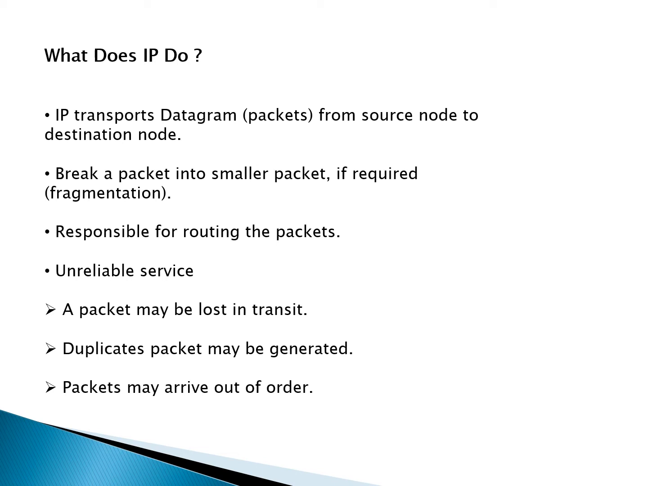IP uses datagram, and as already discussed, datagram is an unreliable service. Unreliable in the sense that some packets may be lost during transit, delivered out of order at the destination, and duplicate packets may be generated.